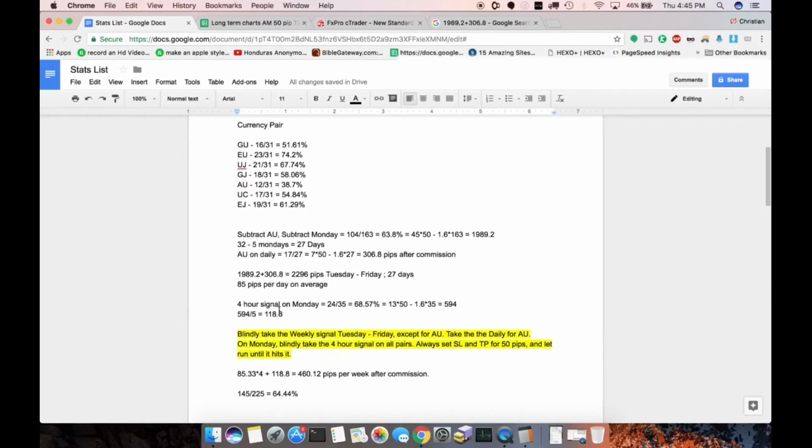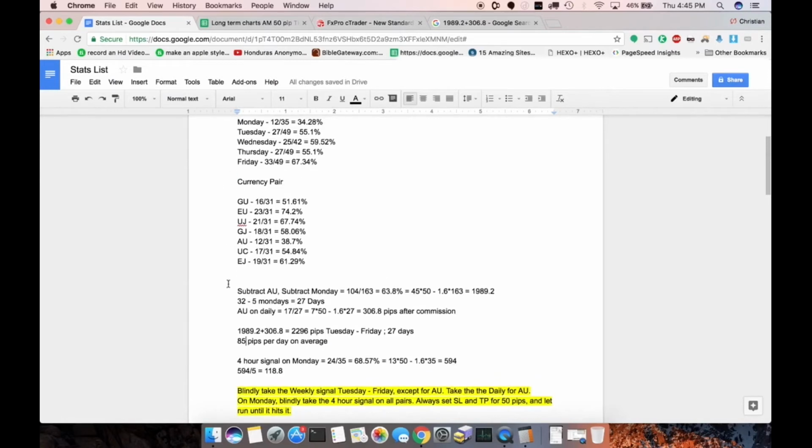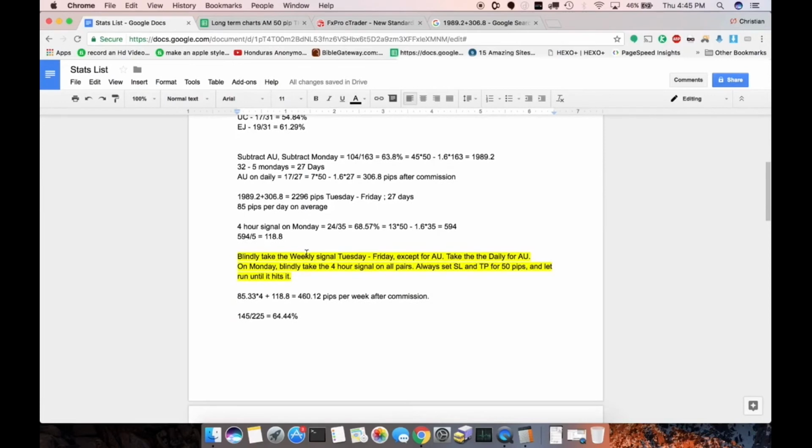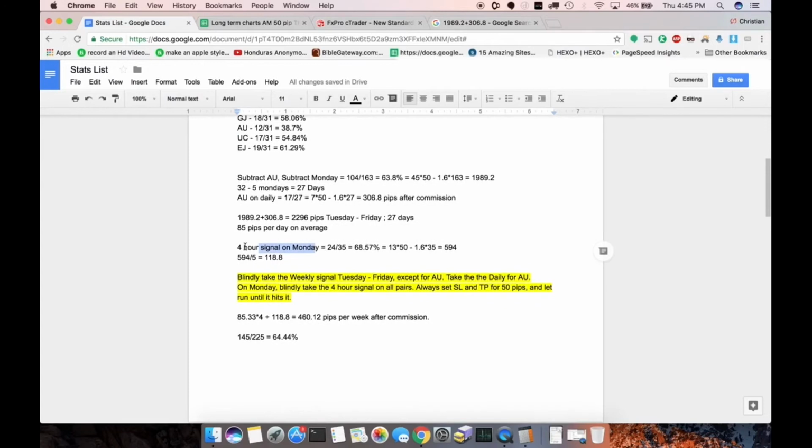And then we have, basically we know that even though the weekly signal doesn't work that well on Monday, we know that the 4-hour signal works really well on Monday. And so on 4-hour signals, on Monday we'll take all 4-hour signals across all pairs, including the AU. So then what that gives you is 24 out of 35, which is 68.57%. You have a net 13 wins times 50 pips a win, subtract your commission, and you get 594 pips. Now, if you want to get the average per day, you have 594 divided by 5 equals 118.8 per Monday on average.